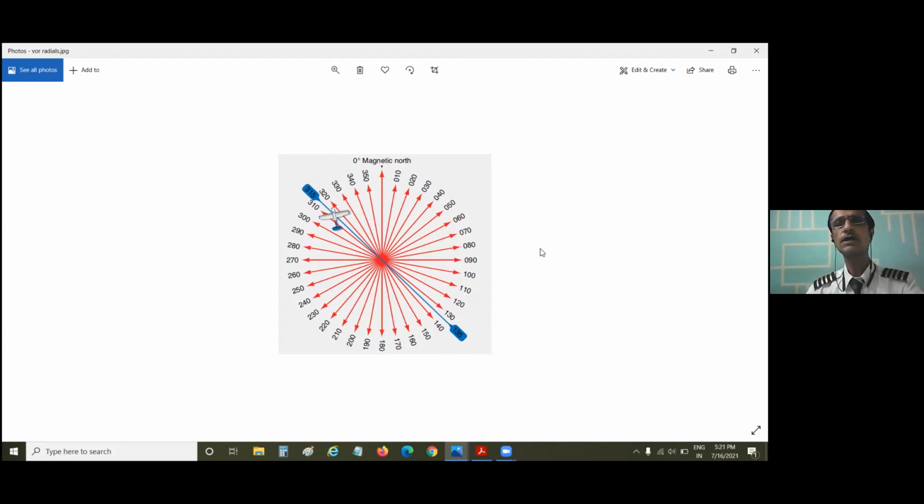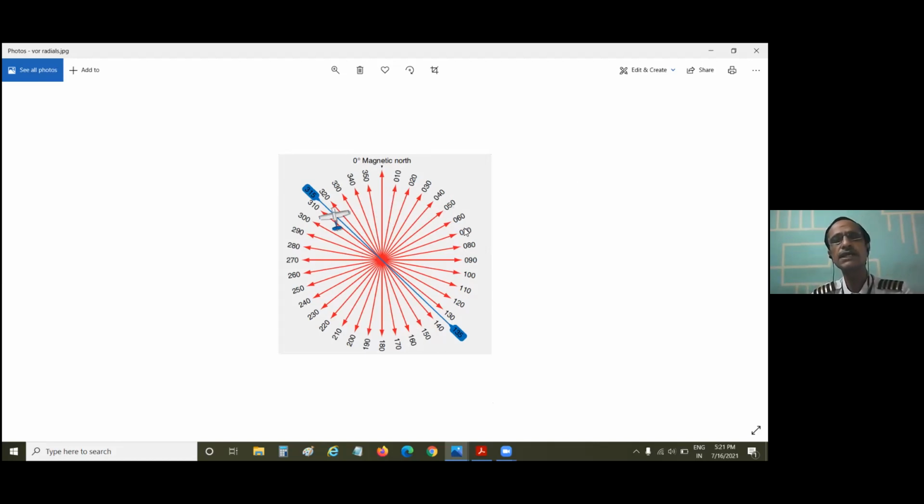Sometimes the range may go up to 150 nautical miles. So this signal which is rotating is actually rotating in 150 nautical miles and coming back. The same way, you can get this magnetic north up to 150 nautical miles. This was the range of the VOR.